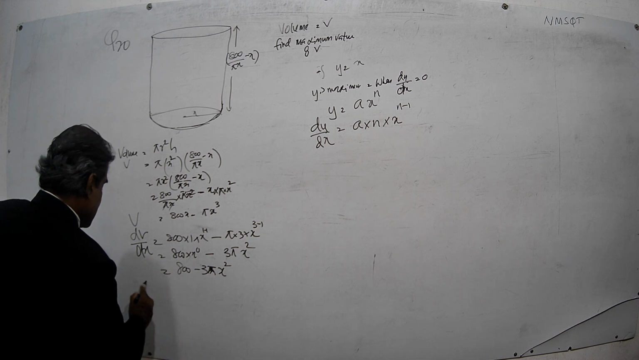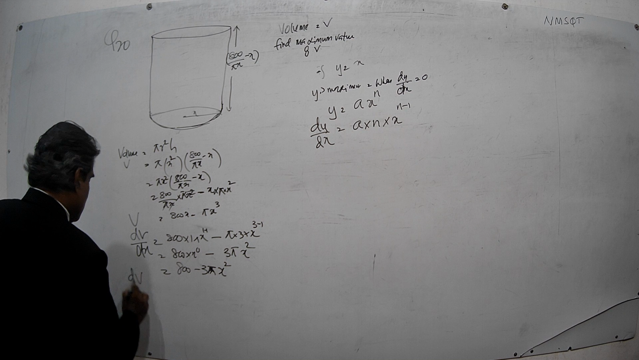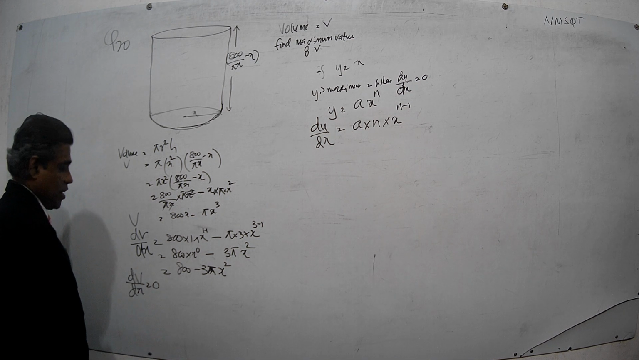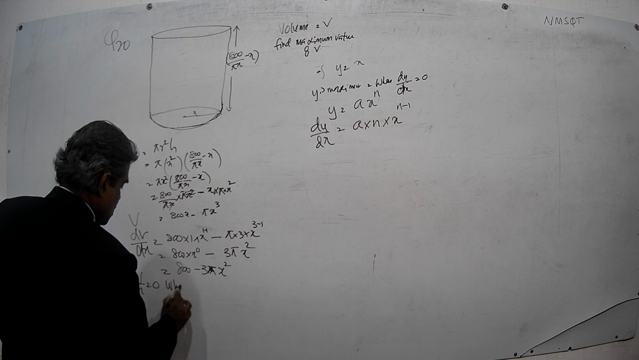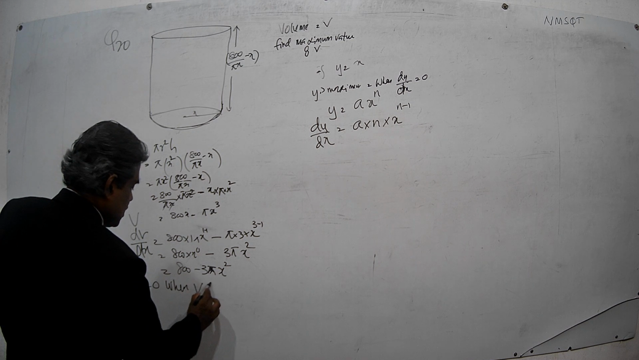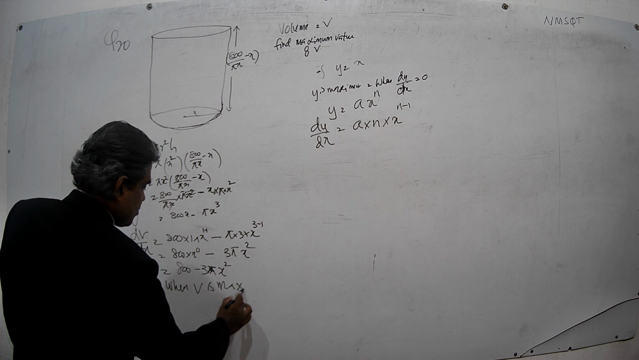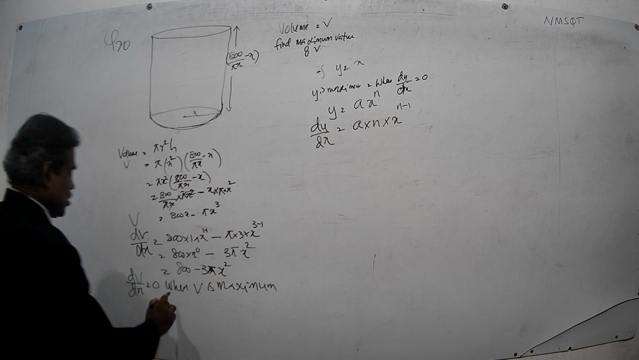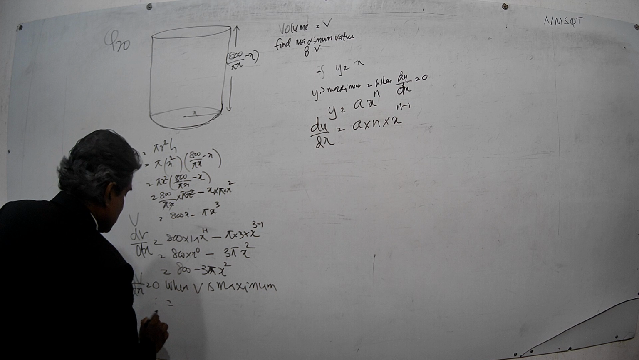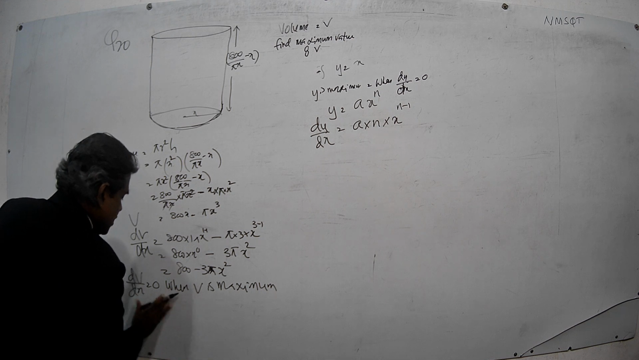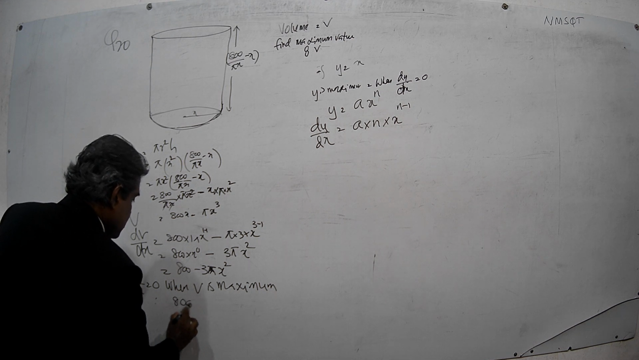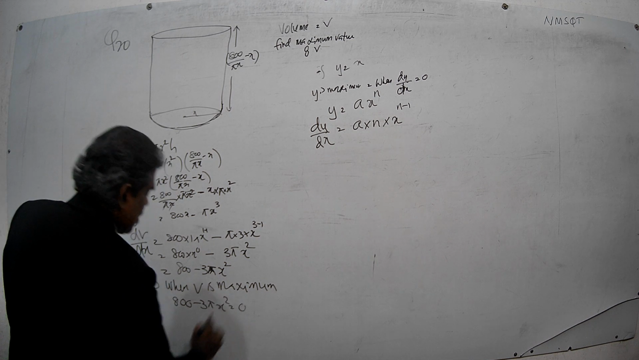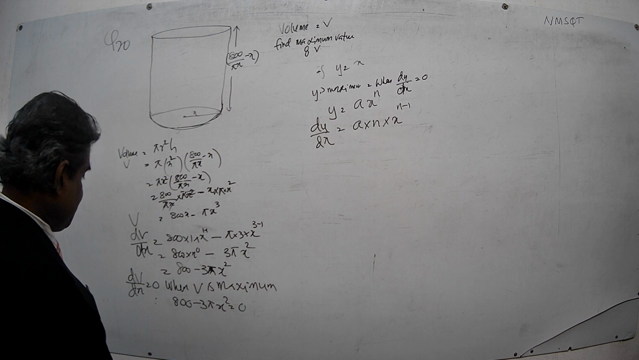Then write dv over dx equals 0 when v is maximum. Then you equate that to 0. Therefore, you equate 800 minus 3 pi x to the power 2 equals 0. Like that you write. Okay.